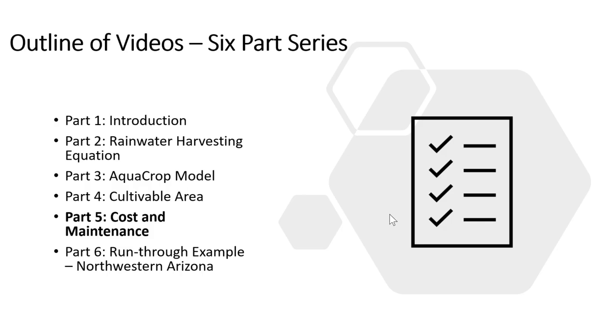So that was a quick video on how to determine the area that can be cultivated, as well as the yield of the crop in pounds. In the next video, we'll be looking at the cost of maintenance, and then we will be doing a run-through example that kind of encompasses all the various parts of this video series into one, hopefully not that long video.